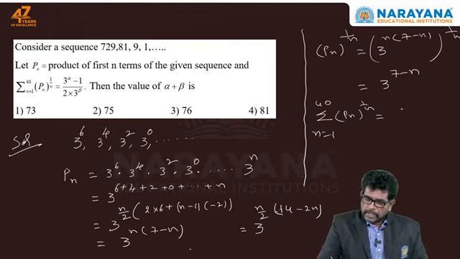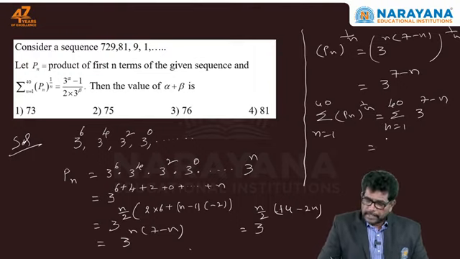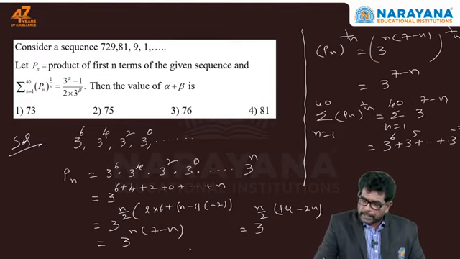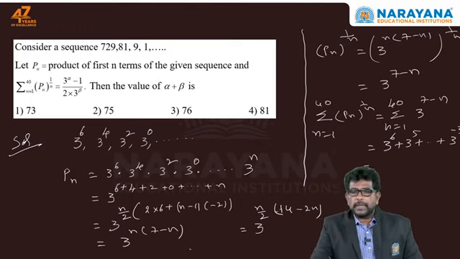Now, this is equal to the summation from n equals 1 to 40, where Pn whole to the power of 1 by n is 3 to the power of 7 minus n. Observe, this is again a geometric series: 3 to the power of 6 plus 3 to the power of 5 plus so on, plus 3 to the power of, by substituting n equals 40, 7 minus 40, that is minus 33. Now, you know how we find the sum of the geometric series of 40 terms.